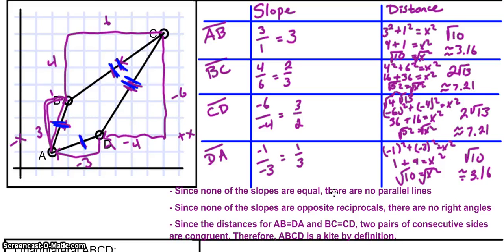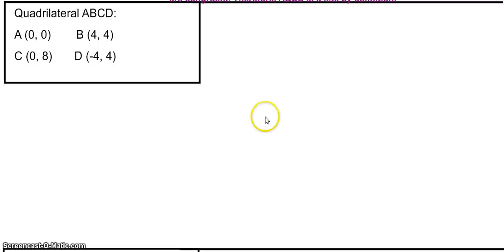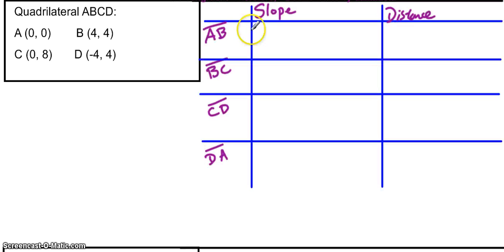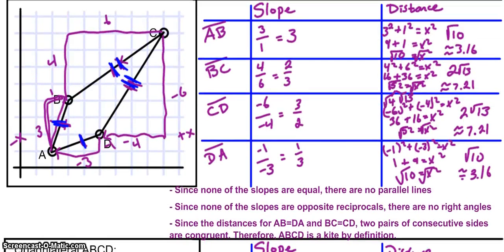Let's try one of these without a coordinate grid. So a quadrilateral ABCD, we're given the 4 points, but no graph. We actually can do this without using a graph. Just start by drawing out the table, just like we did above. Now that I've got my table, I'm going to go ahead and try and find the slopes and the distances between all these points. If you'd like to go ahead and draw a graph of this first to get a better idea of what you're looking at, that's fine. You can draw the graph and do it just like we did this first problem up here.